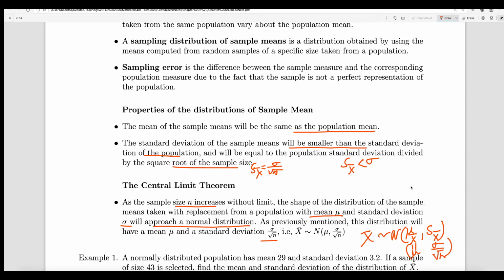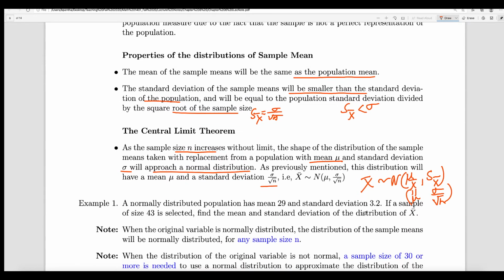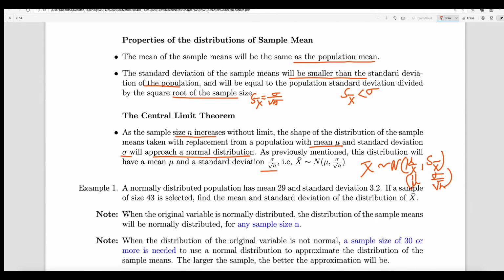Okay. So what we do now is use the central limit theorem to do some problems. But before that, let us do example 1. A normally distributed population has mean 29. What does that mean? That means mu is equal to 29.